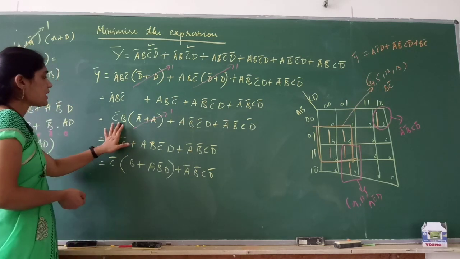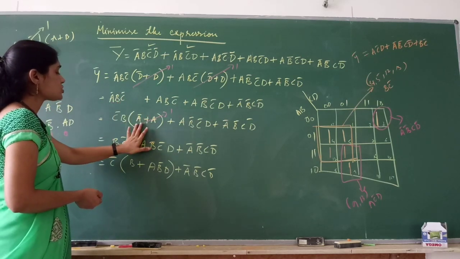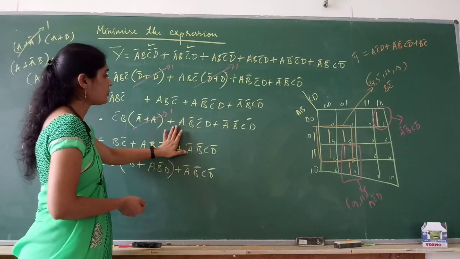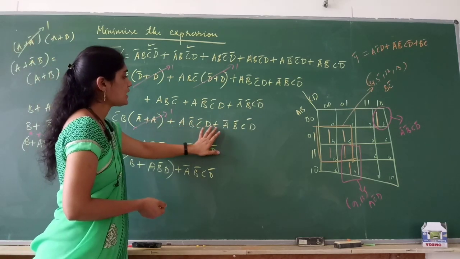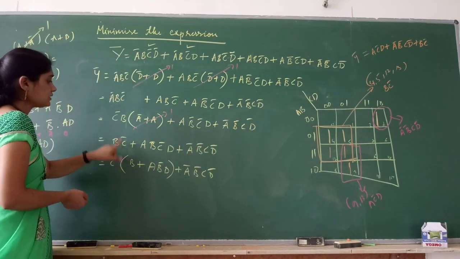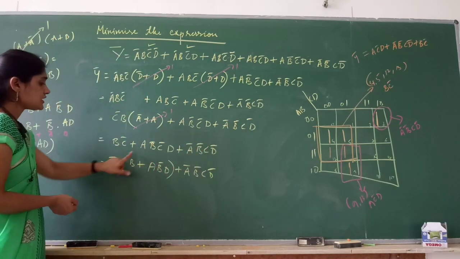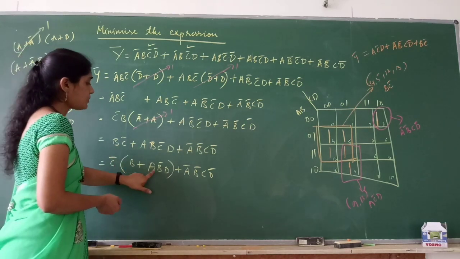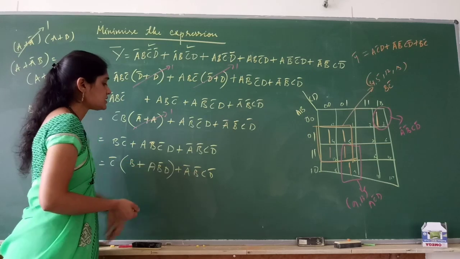And here b c bar is common. So I have taken b c bar common. So this will be a bar plus a, which is equal to 1. Then a b bar c bar d plus a bar b bar c d bar, right? Now the same thing I have written here. In these two, c bar is common, so I have taken c bar common. So it will be b plus a b bar d plus a bar b bar c d bar.